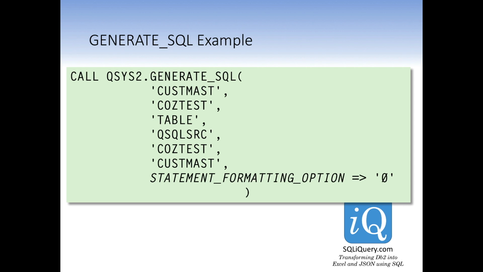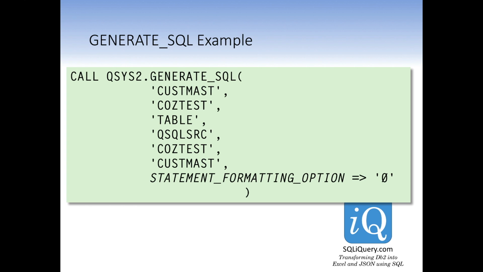Here's a fully functional version. If you cut and pasted this right into Start SQL or the ACS Run SQL Scripts program, it would run on your host server, and you would generate a source file member named CUSMAST that contains the source code for the data definition language for the customer master file that exists in Cozy Test.